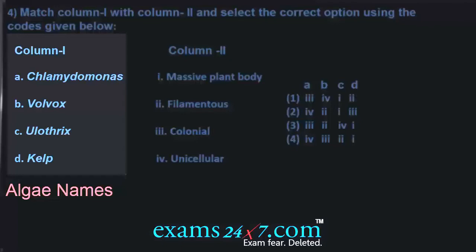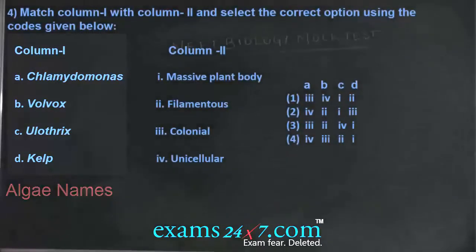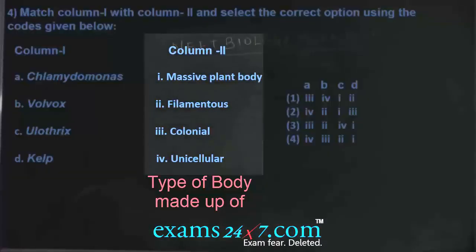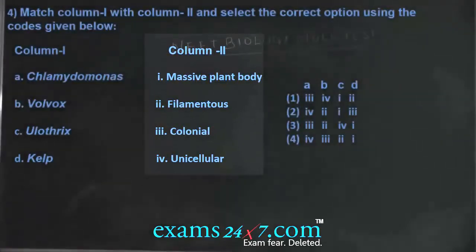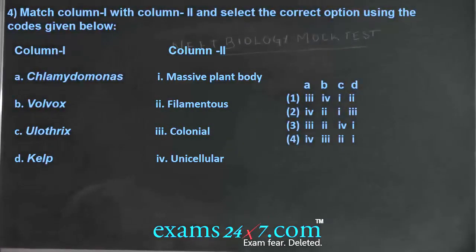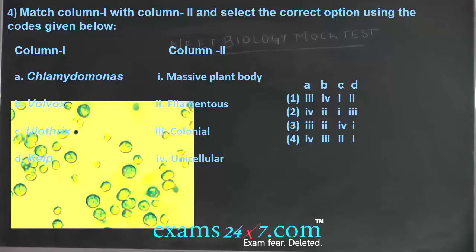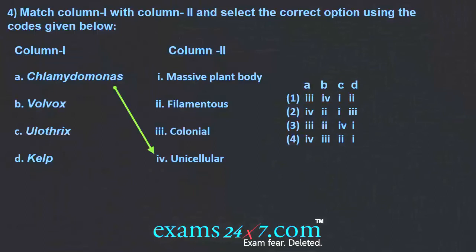Again we have come across a match the following type question. On one side we have algae, on the other side, what type of body they are going to be made up of. Let me first come to A of column 1, Chlamydomonas. I hope all of you know Chlamydomonas are unicellular green algae. I hope you also remember chlorella and spirulina. Thereby, Chlamydomonas matches with column 2, 4, that is unicellular.